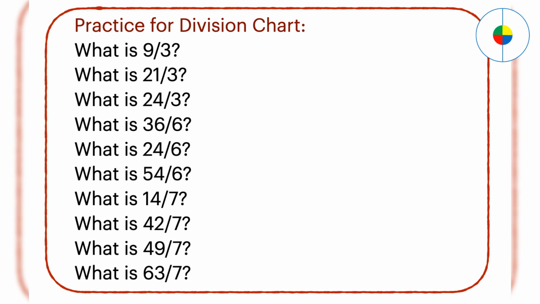Now, let's do more practice. What is 9 over 3? What is 21 over 3? What is 24 over 3? What is 36 over 6? What is 24 over 6? What is 54 over 6? What is 14 over 7? What is 42 over 7? What is 49 over 7? What is 63 over 7? Now, you can stop the video and take some time to think about it and write down the answers. Those are more complex calculations. Just take your time. You need a lot of practice.